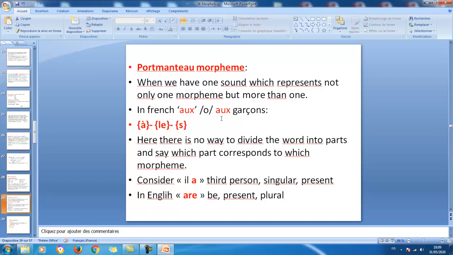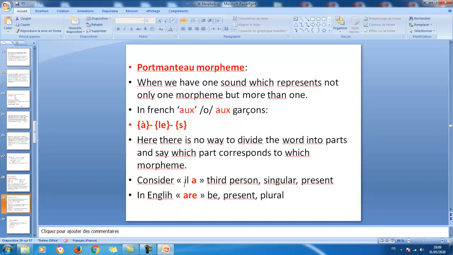This O is one sound including different morphemes in it. That's why we call it portmanteau. It carries many morphemes on its shoulder here. Now here there is no way to divide the word into parts and say which part corresponds to which morpheme. There is no way to divide this O and say here we have got a, here we have got le, here we have got s. But all of them are, if you like, mixed in one unit, one sound here.